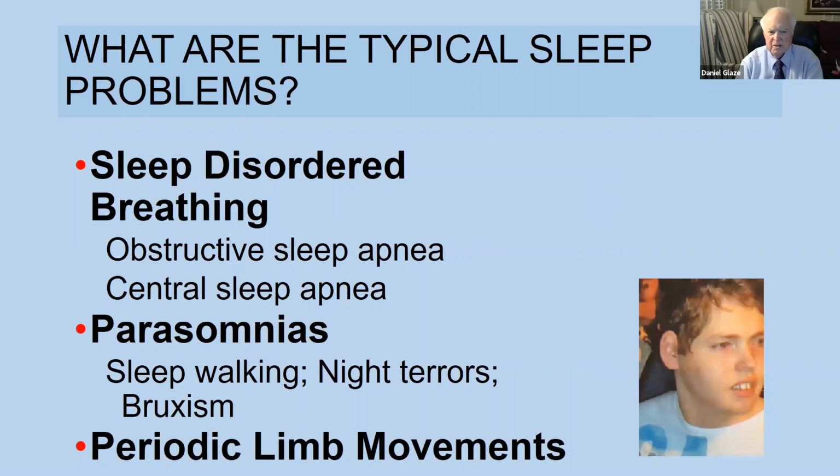Other common problems include sleep disordered breathing. And within that category, we include obstructive sleep apnea. Obstructive sleep apnea means that you have effort, but you're not moving the air in and out. And there's something causing impairment of moving the air into your lungs, obstructing that movement. This is in contrast to central sleep apnea, where there is no effort and no airflow, no movement of air in and out.